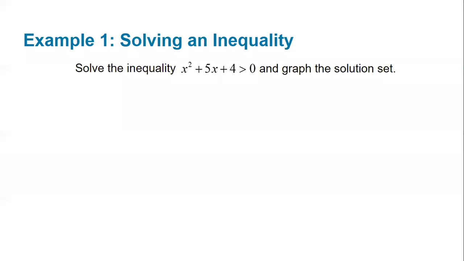The first thing we're going to do is, above your graph, please write x squared plus 5x plus 4 is greater than 0. That is the inequality we're working with. Everyone's written that down? In 2.3, we talked about being able to graph. So the first thing we're going to do is just graph the function x squared plus 5x plus 4.